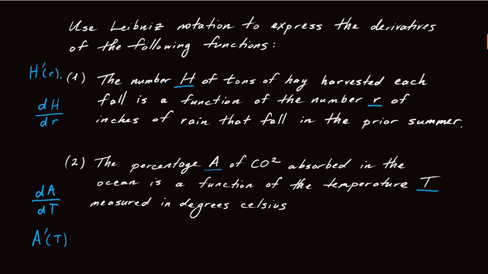One advantage of the Leibniz notation is it gives us an idea immediately of how to think of the units of the derivative. So what are the units associated here? Well, it's dh dr, and so it's a ratio of the tons per inch of rain. So tons per inch. Those are going to be the units for the derivative here, because the h has tons, the r is the number of inches. So the denominator has inches. So you could also write this as tons per inches.